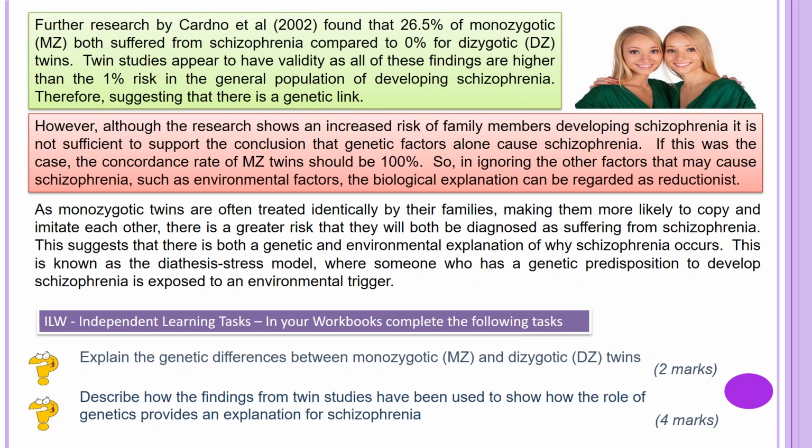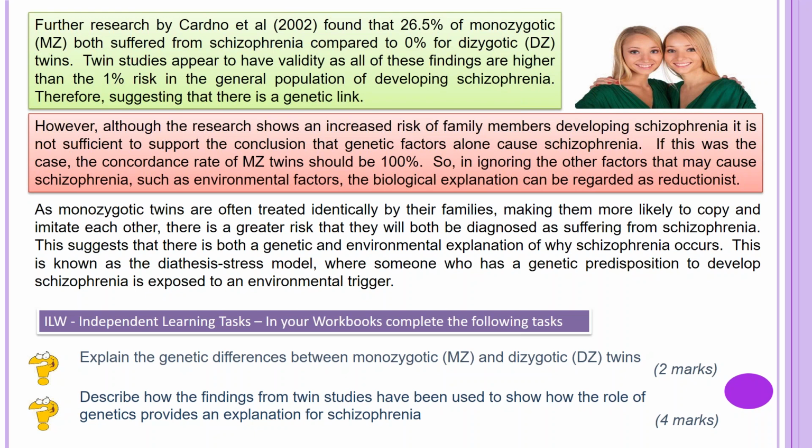And the 4-mark question, describe how the findings from twin studies have been used to show how the role of genetics provides an explanation for schizophrenia. Research carried out by Gottesman in 1991 found that the risk of developing schizophrenia increases depending on how closely they are biologically related to the person suffering from schizophrenia, with the likelihood of developing schizophrenia being much higher in identical MZ twins, with a 1 in 2 chance, 50%, followed by non-identical twins based on the number of genes shared, 1 in 8 chance, 12.5%, whereas those sharing no genes has very little chance, 1 in 100, thus suggesting there is a genetic link in the development of schizophrenia.